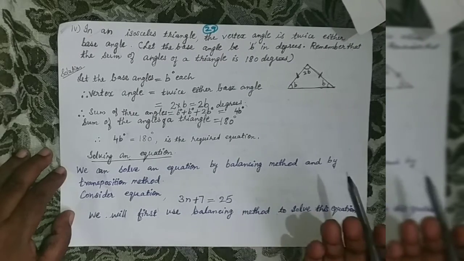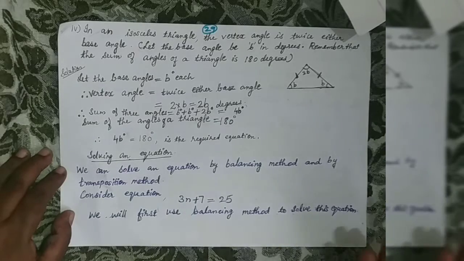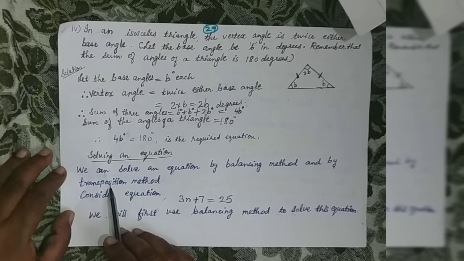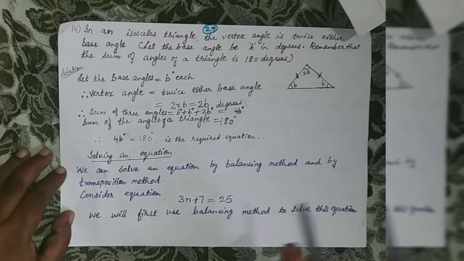Balancing means we are balancing LHS and RHS, we are making them equal. That is called balancing. Now transposition means some variables, some constants, etc. we are shifting from LHS to RHS, RHS to LHS, etc.